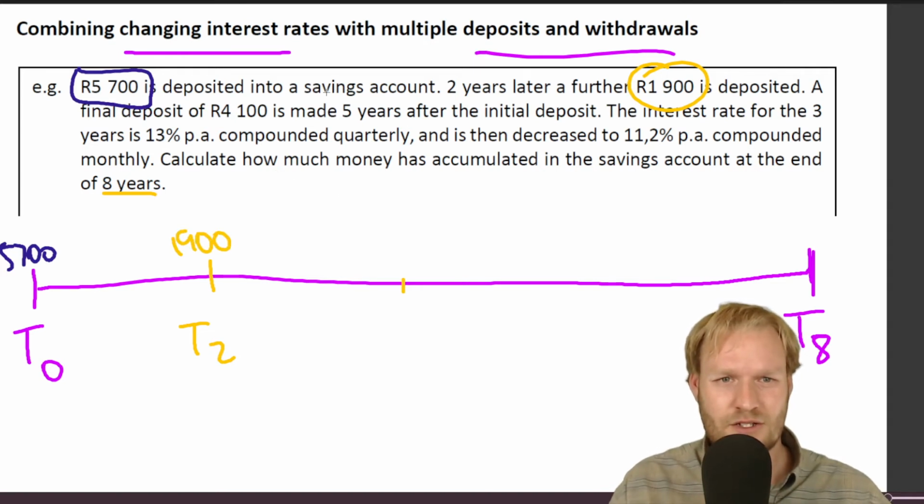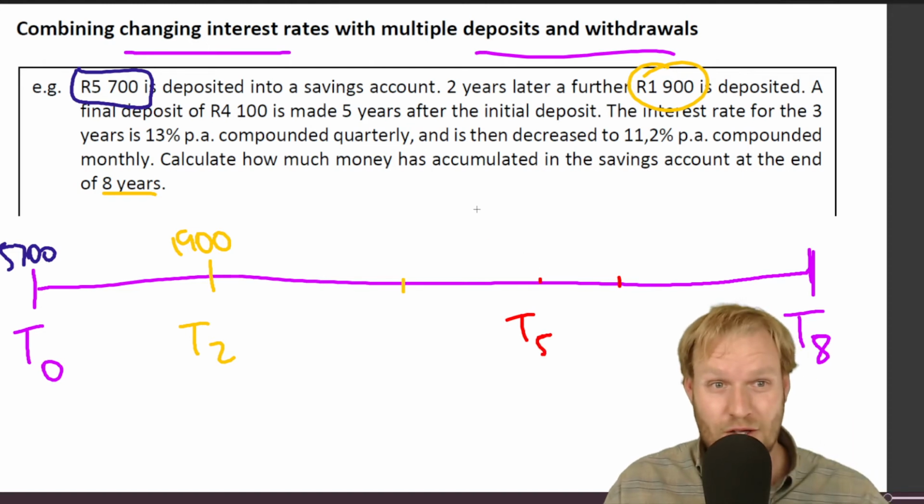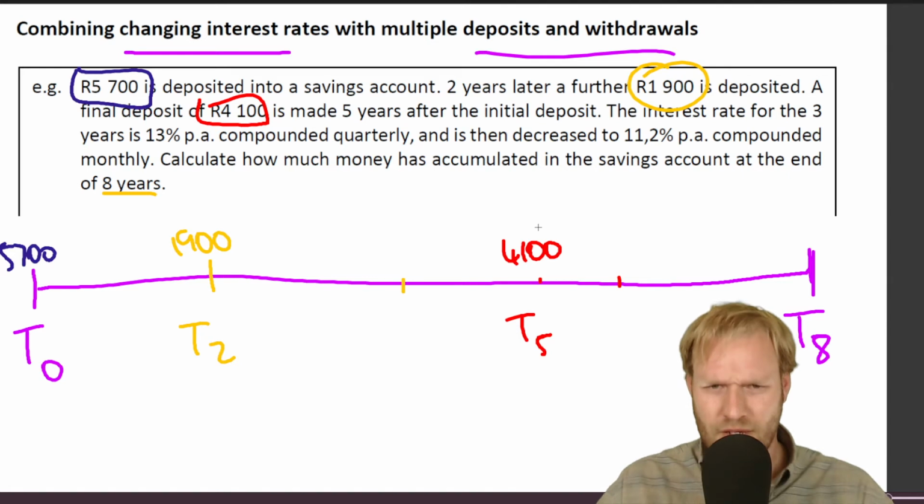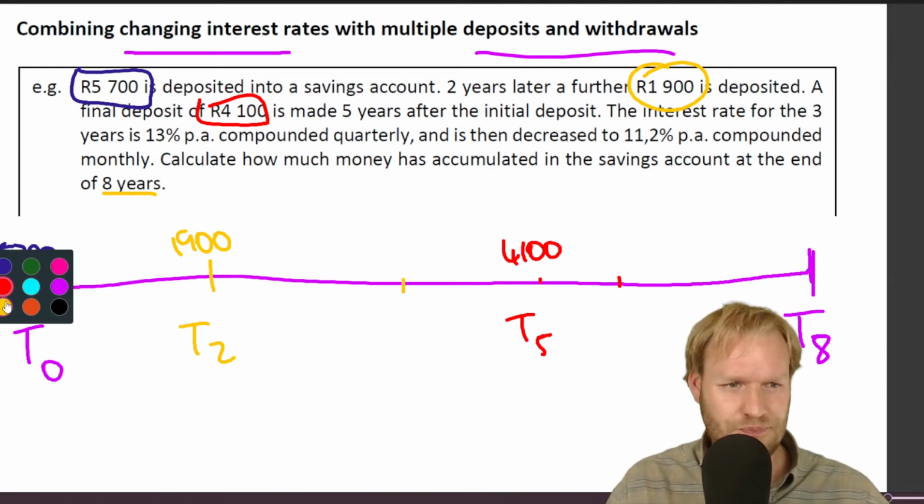1,900. Final deposit is made 5 years after the initial deposit. So that means at T5, which is probably around about there, right? At T5, 4,100 is put in. 4,100. Okay. Interest rate for the first 3 years is 13%.